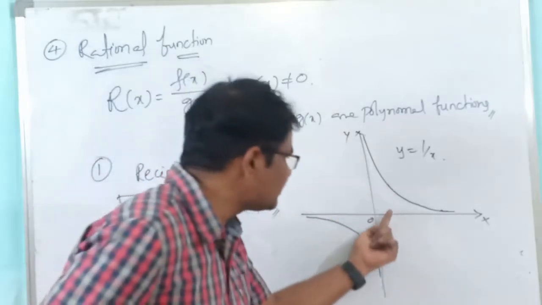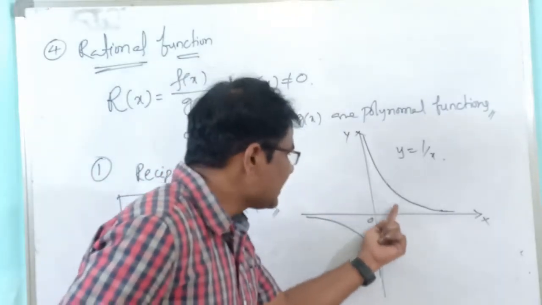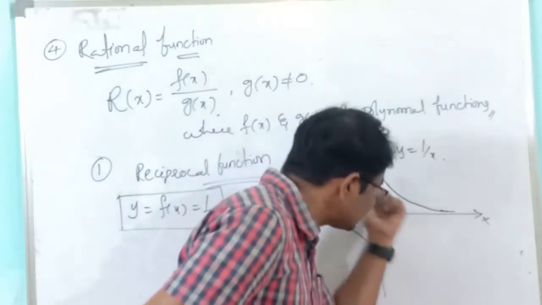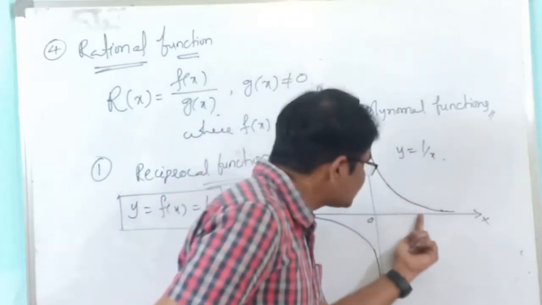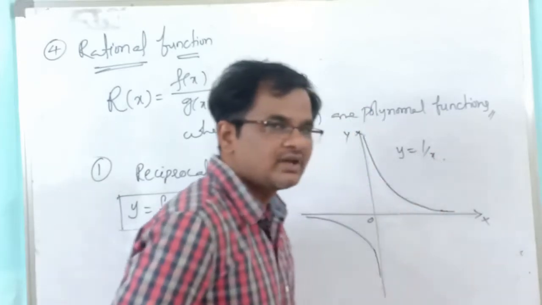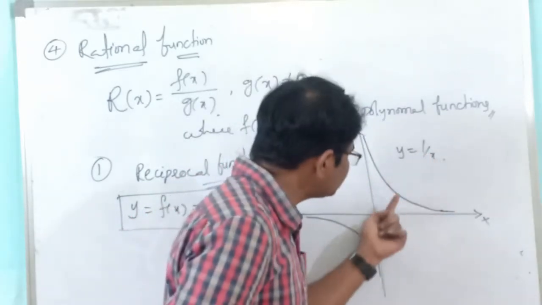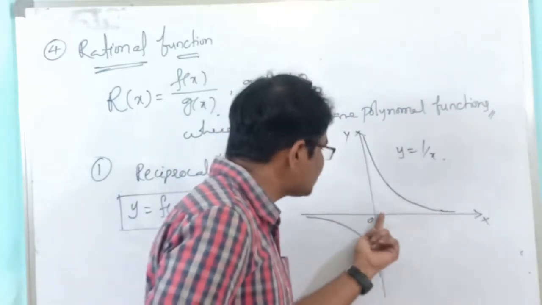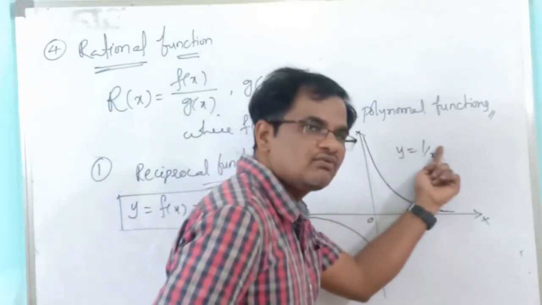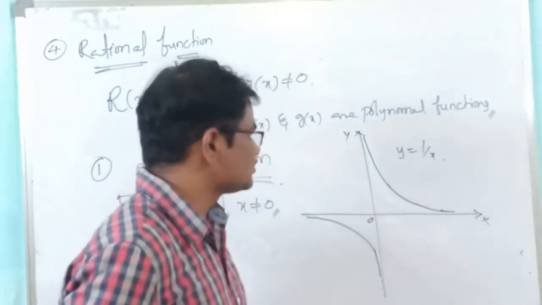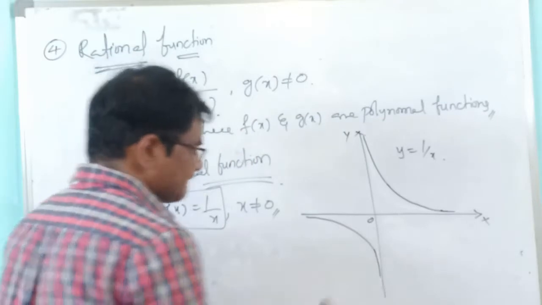x equal to 1, y value 1. x equal to 2 means y is 1 by 2, means decreasing. x equal to 3, y is 1 by 3. x equal to 4, y is 1 by 4. Next, x equal to 1 by 2, y is 2. x equal to 1 by 4, y is 4. Like that you will get. Here also same thing, negative side also. Okay? Now what is the domain?